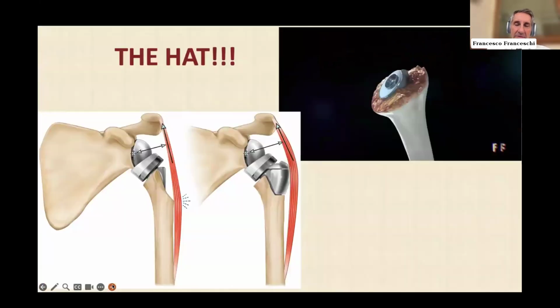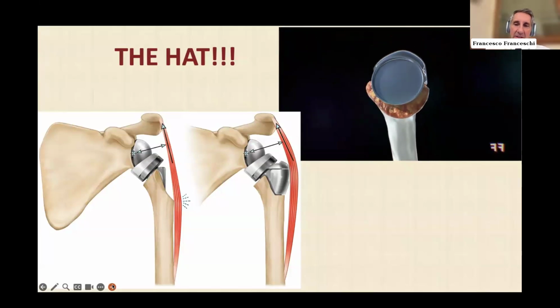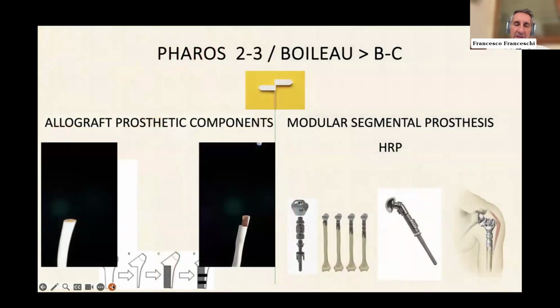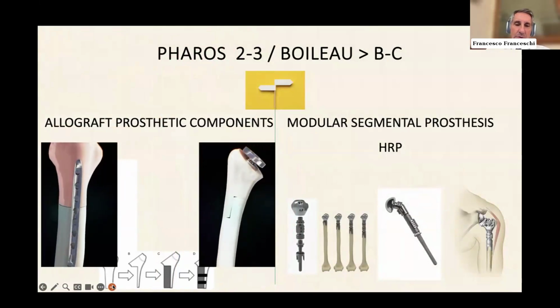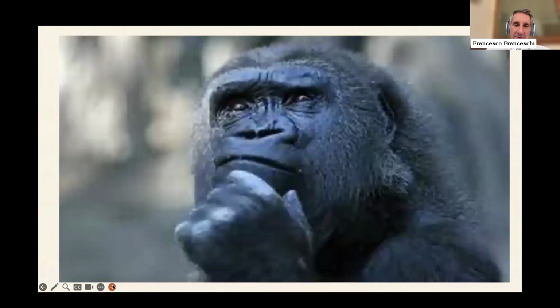Other times, if you have the chance to use a metaphyseal augment, you can apply it and also increase the deltoid wrapping. In case of Ferrous 2, 3, and Boileau BC, instead, we can use the APC technique or a modular segmental prosthesis.